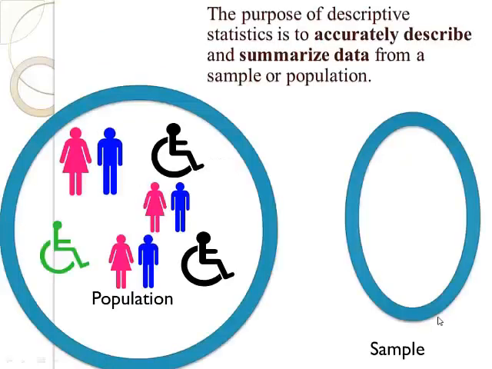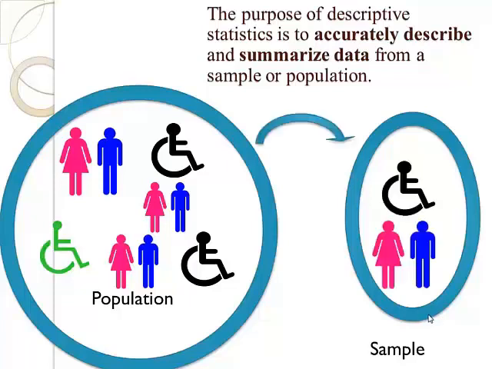The purpose of descriptive statistics, like the name suggests, is to accurately describe and summarize data from a population. Sometimes that's when the population is manageable or when we can identify all the people in the population, but probably more frequently to describe and summarize data from a sample of the population.